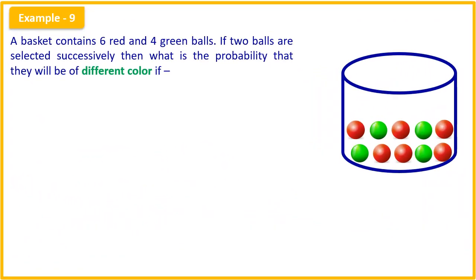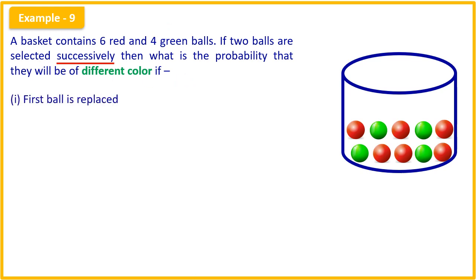Next example, where again there are 10 balls, out of which 6 are red and 4 are green. If 2 balls are selected successively, then what is the probability that they will be of different color? If now here I will underline the word successively, because in this case we are picking the ball one after other, we are not picking it simultaneously. So these becomes 2 independent events. Okay, so the question is, what is the probability that they will be of different color if?